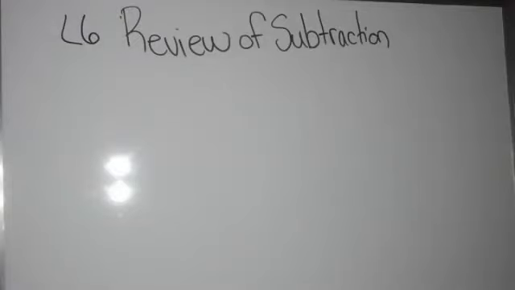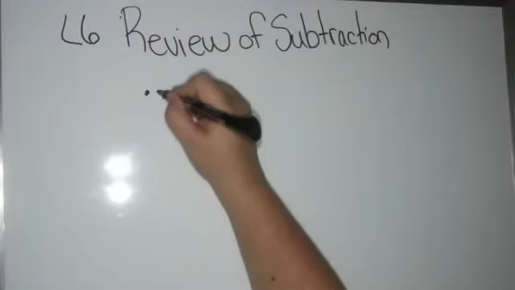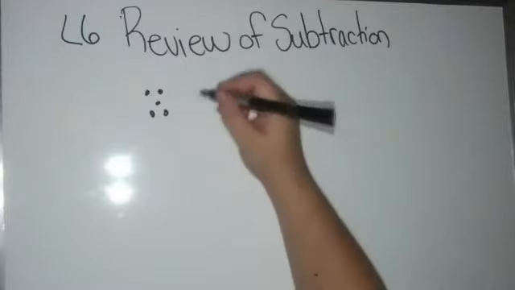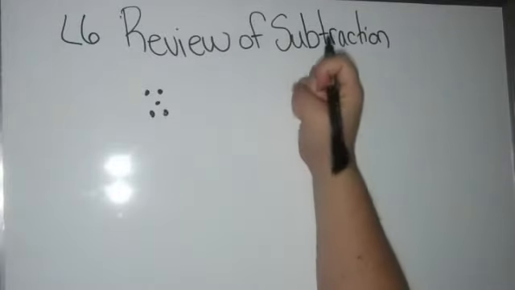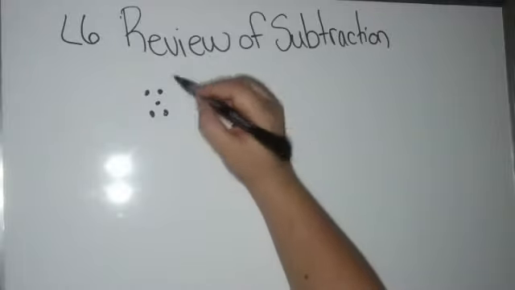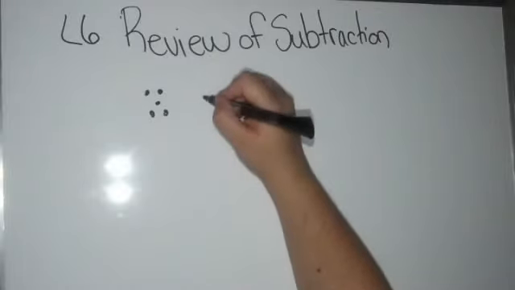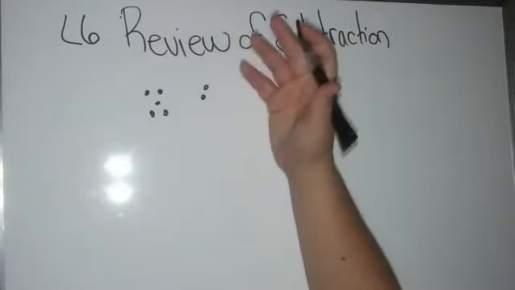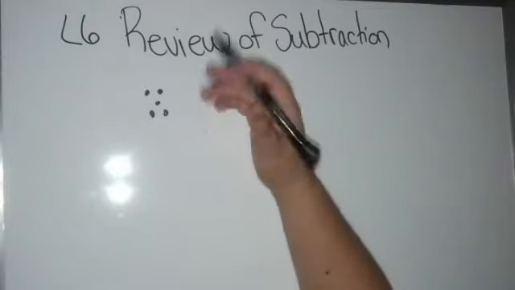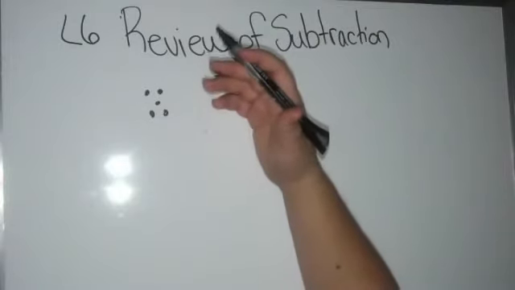This is lesson 6, review of subtraction, Saxon Math 4. So we have to remember that when we're subtracting, we are starting with a group of numbers. Let's say this group of numbers is 5. And what we're doing when we subtract is we are taking from that group of numbers. So this number has to be the biggest, because if I try and take 2, I can do it. But if I try and take more than 5, I can't, because there's no more than 5 there.